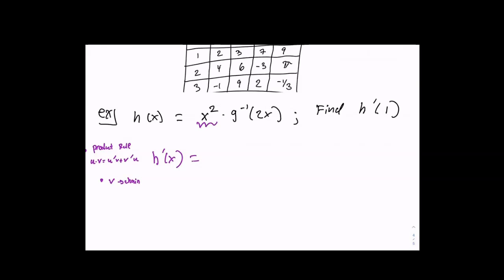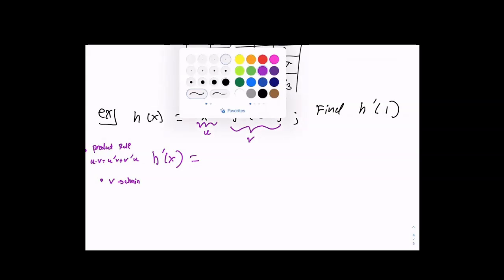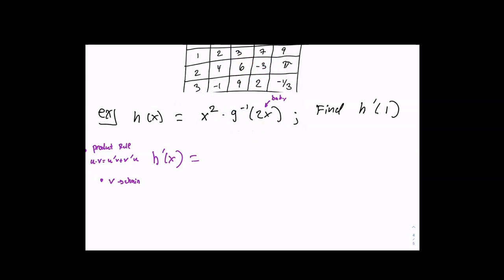So this is my u and this is my v, but there's also a baby within my g, within my v part. So I just have to chain rule that when I take the derivative. It might be beneficial to change the colors, so let me make these blue. This is u, this is v, this is the baby. So I should probably find u prime on the side.